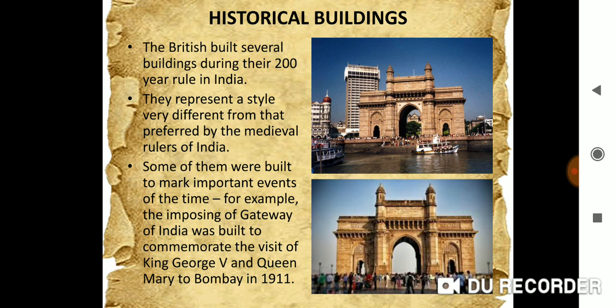Some of them were built to mark important events of the time, for example the imposing Gateway of India. The picture is there, the famous Gateway of India. Why was that built? It was built to commemorate the visit of King George V and Queen Mary to Bombay in 1911. King George V and Queen Mary came to India in the year 1911. So to commemorate them, this Gateway of India was built in Bombay, or Mumbai.